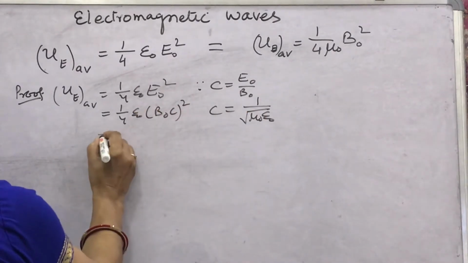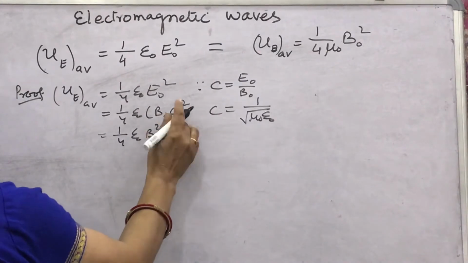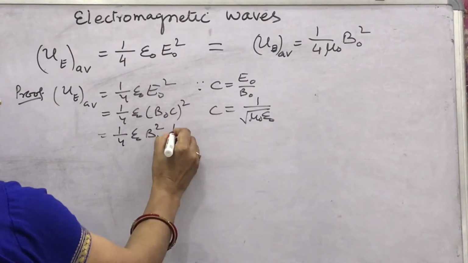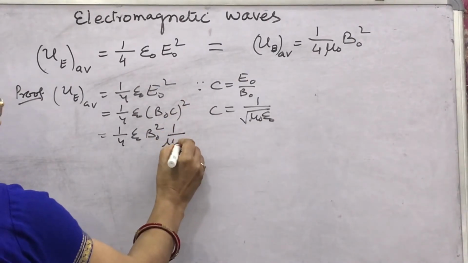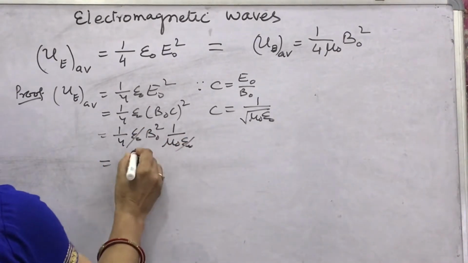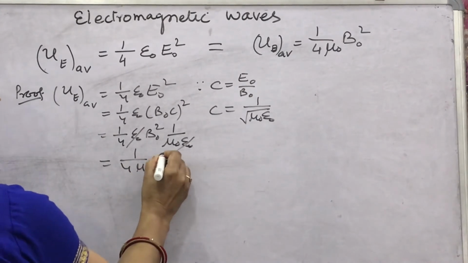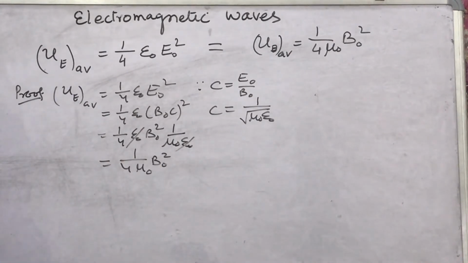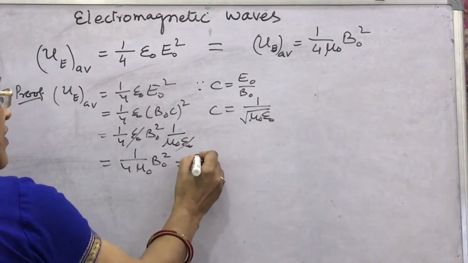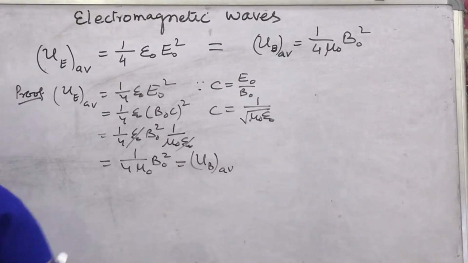Here you put the value: 1 by 4 epsilon naught B naught square. In place of C square, what will you write? 1 by mu naught epsilon naught. So this mu naught epsilon naught will be cancelled. What is left here? 1 by 4 mu naught B naught square. What is this? This is equal to the magnetic energy average.